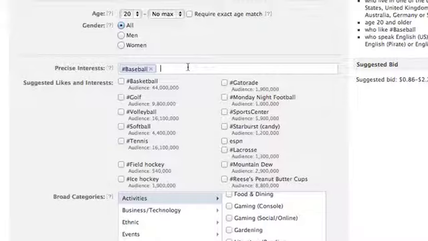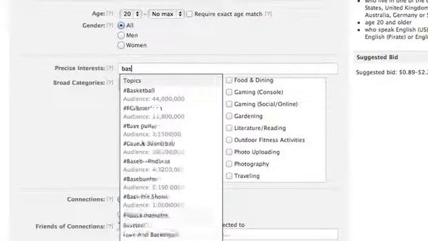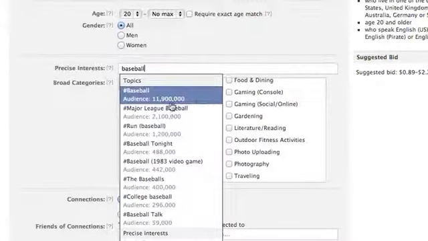Well, it doesn't work that way. And here's why. In this keyword that people like baseball, let me show it to you again. This audience of 11.9 million people is anyone that likes baseball. But I don't just want anyone that likes baseball to see my ad.